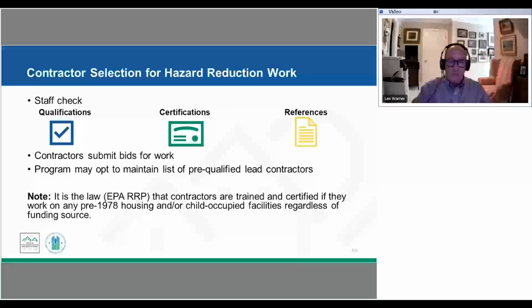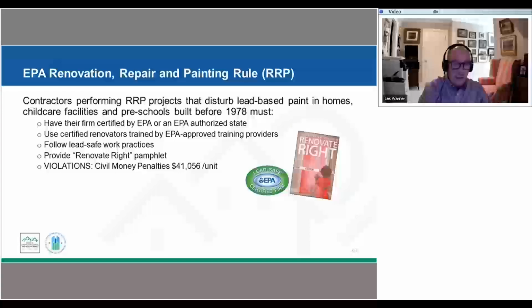So we need to make sure that they have that training and certification in place. It doesn't really matter under the EPA rule what funding source; this applies to all pre-1978 housing and also child-occupied facilities. Specifically for Subpart L, we're going to be talking about triggering the HUD Lead Safe Housing Rule, but these certification requirements are part of the EPA rule.